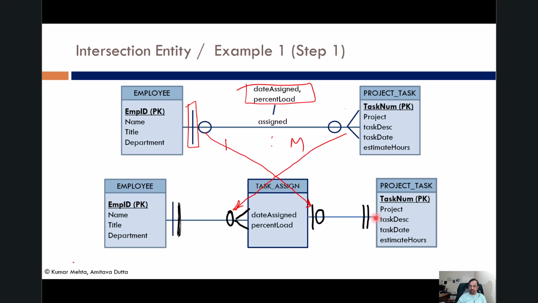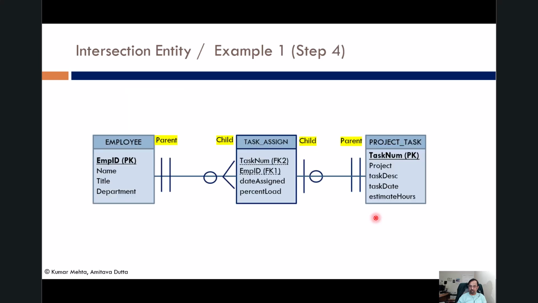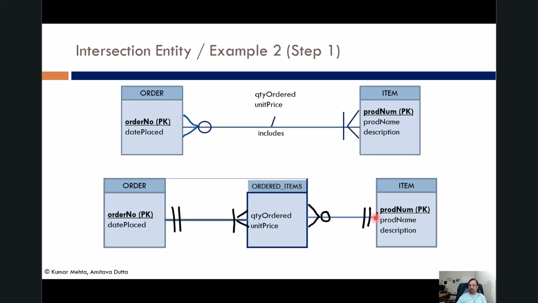Okay, so now let's look at a more complex situation. Here again, we have relationship attributes. We have these two attributes that are properties of this relationship, will include. But in this case, the relationship is many to many. So one order includes at most many items, and one item is included in at most many orders.